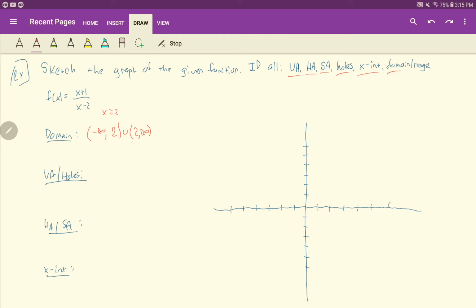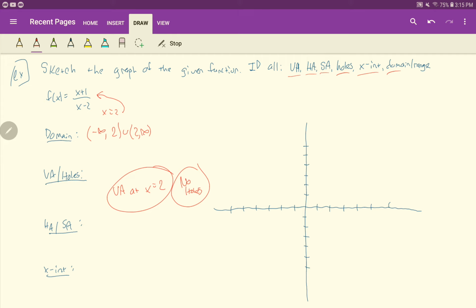It's a vertical asymptote because when you plug 2 into the function here, you're going to get 3 over 0, which is undefined. And since it's undefined, that indicates we have a vertical asymptote. And that's why I want to write vertical asymptote at x equals 2. There's no more domain restrictions, right? We took care of the 2. There's no more domain restrictions, so there's no holes.